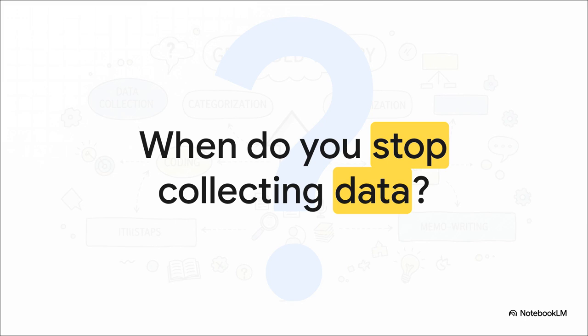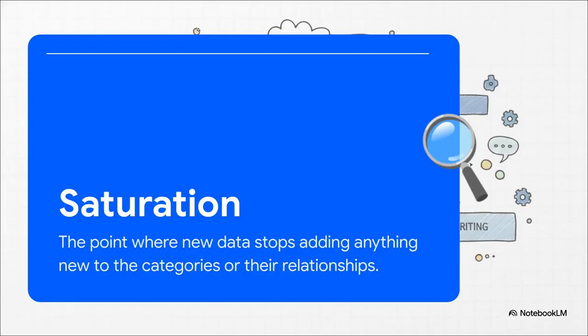which naturally leads to a pivotal, very common question if you're trying to execute your own study. When do you stop collecting data? You're interviewing, coding, memo writing, sampling continuously, but where is the actual finish line? Well, that finish line has a specific name. It's called theoretical saturation. This is the exact point where new data stops adding anything new to your categories or their relationships. When your last few interviews provide zero new insights that change your model, it's the ultimate signal that your theory has finally stabilized.